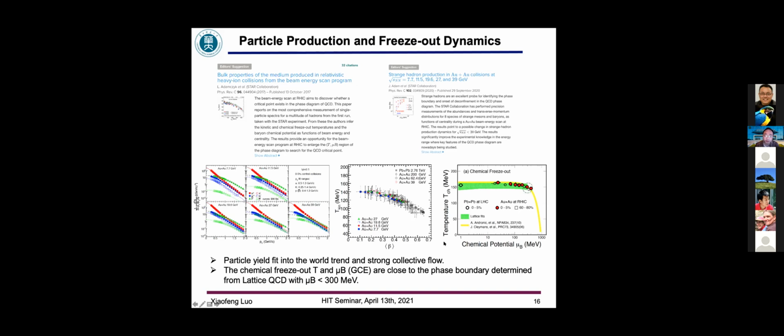And we can also do a thermal fit to the particle yields to obtain the chemical freeze-out temperature and the baryon chemical potential. Comparing this data extracted from STAR data and also lattice calculation, we can see the chemical freeze-out mu-B and the temperature are close to the phase boundary, below mu-B of 300 MeV. That means we are close to the phase boundary, giving us the possibility to search for the critical point and the phase transition signal.